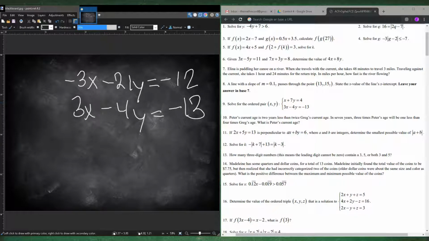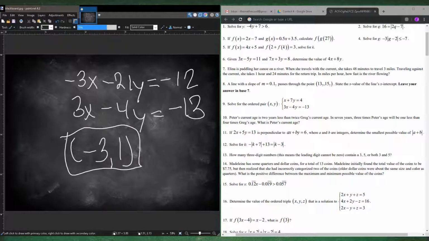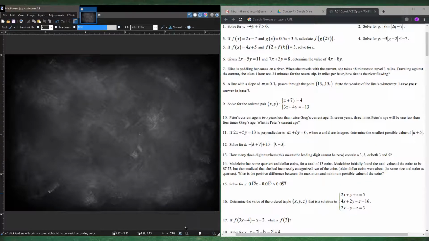Now you add them together, so you have negative 25y is equal to negative 25. So y is equal to just 1. So if y is equal to 1, let's plug it into one of the original equations because they're small enough. I'll plug 1 into the first one. So x plus 7 is equal to 4, so x is equal to negative 3. So the answer for number 9 is just negative 3, 1. Basically just that simple.